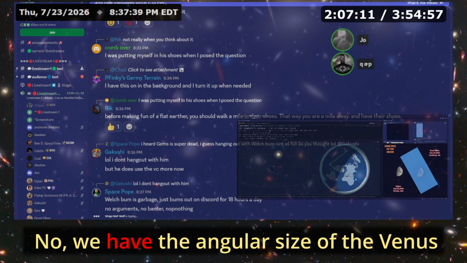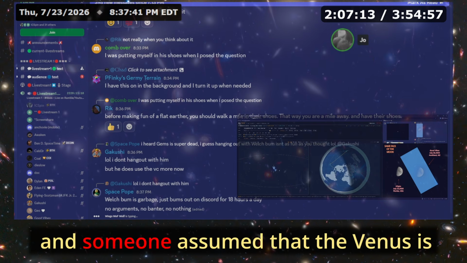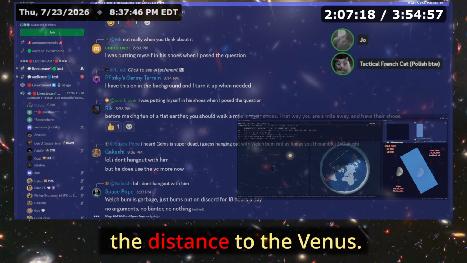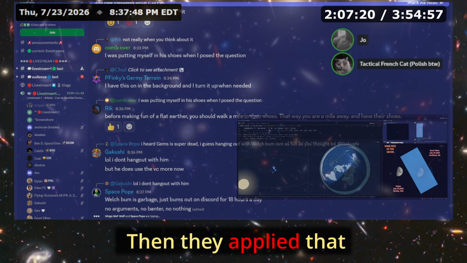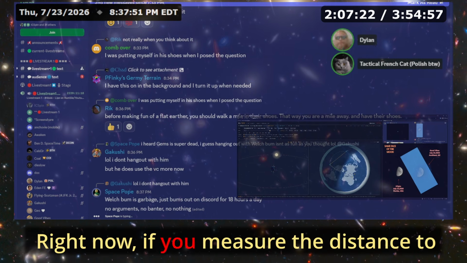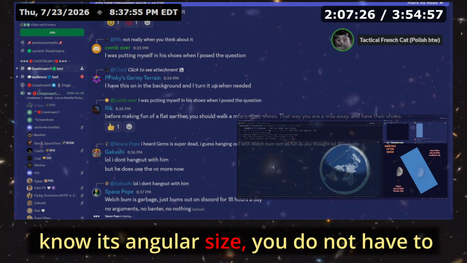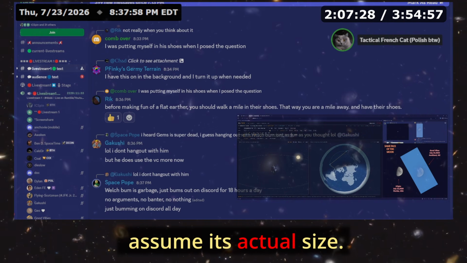All right. No, we have the angular size of Venus, and someone assumed that Venus is the same size as the Earth. So that way they got the distance back then. Now, if you measure the distance to Venus in any way, shape, or form, and you know its angular size, you do not have to assume its actual size.